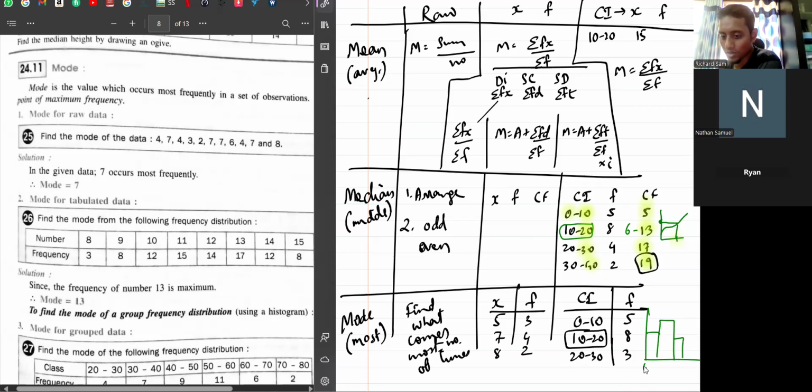Okay. So 0, 10, 20, 30. So 0 to 10, 5, 10 to 20, 8, 20 to 30, 3. And then what? So you know that the mode is between 10 and 20. But how to find that is you have to join from here to here and here to here.